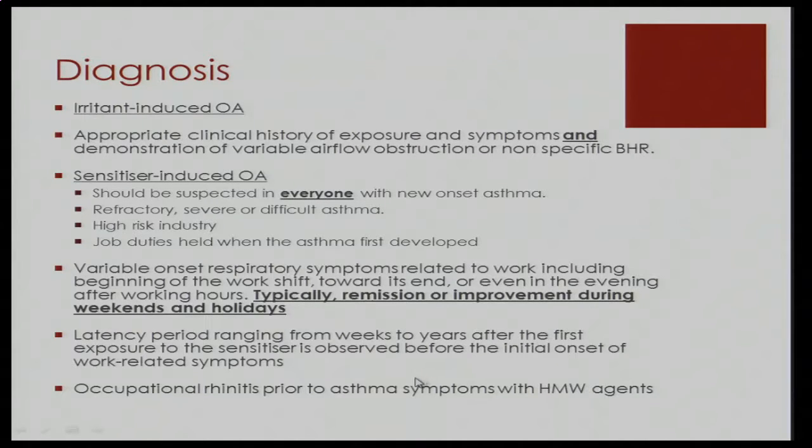And an important symptom to ask about, and an important disease in itself, is occupational rhinitis. Often with the high molecular weight agents, those proteins like wheat flour, workers will develop occupational rhinitis and conjunctivitis even before they get their asthma symptoms. So it can be a warning sign. They're starting to sneeze a lot at work, that maybe they are sensitised already to that agent and there is a risk of progression onto asthma.